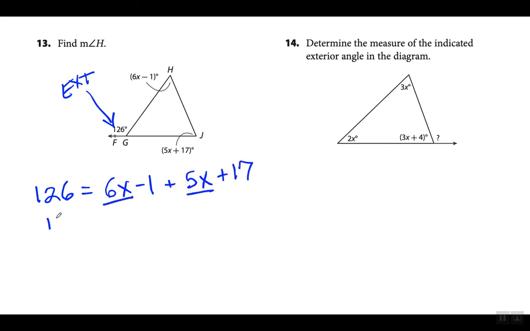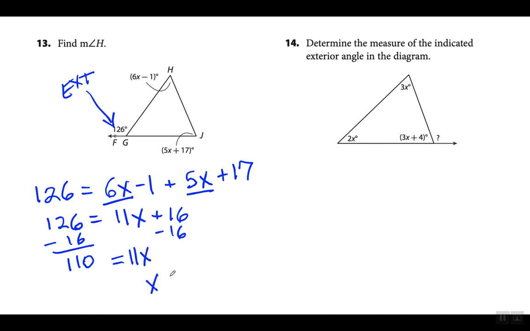Alright, so combine like terms. Combinen los términos iguales. 6x plus 5x is 11x. Negative 1 plus 17, negativo 1 más 17 is 16. Alright, now move the 16 to the left by subtracting from both sides, and you're going to get 110 equals 11x. So x equals 110 divided by 11. So x equals 10.